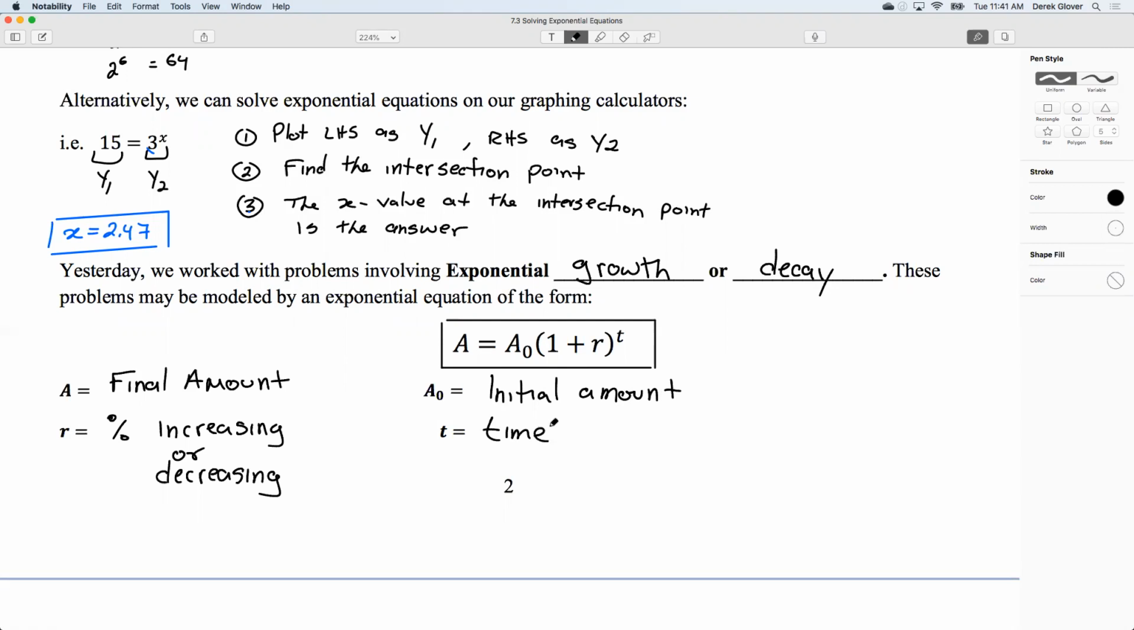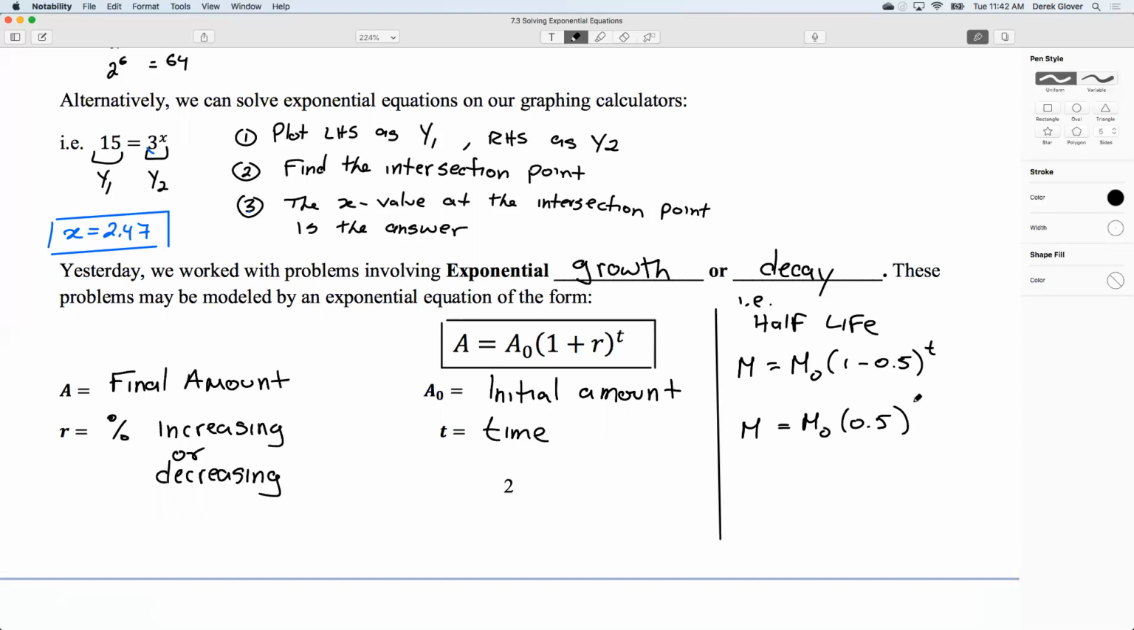Okay, so to give you an example, I'll give you the half-life equation we talked about yesterday. We're going to use m instead of A, just because we're talking about mass here. M equals m naught times (1 minus 0.5) to the power t. And the equation turns into m equals m naught times 0.5 to the t. So essentially, every half-life we lose 50%. That's our percent change, 0.5. We subtracted it from 1, and now we've got this equation, m naught times 0.5 to the power t.